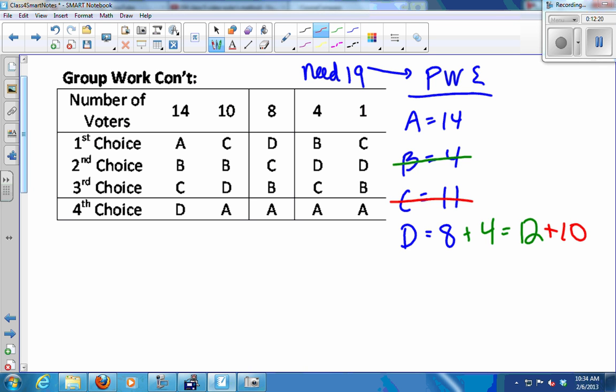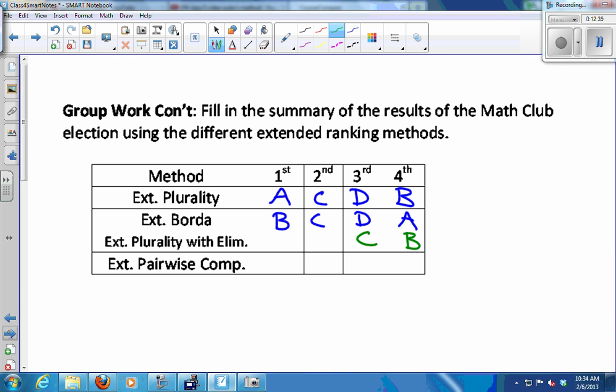And then this one person had C in first. They have D in second. So they're going to get the other 1. So that gives D 23 votes. A still has 14. So who wins? D has a majority now. So D comes in first. And that would just leave A to come in second.